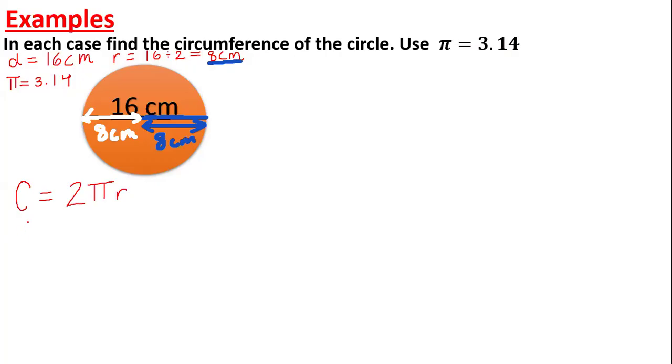That's good. So C is going to be equal to 2 multiplied by what? Look at the screen. What is pi? 3.14, very good. 3.14 multiplied by what is R? R is 8 centimeters, very good. Please notice that I did not use 16. I used 8, because 16 divided by 2 equals 8 centimeters.